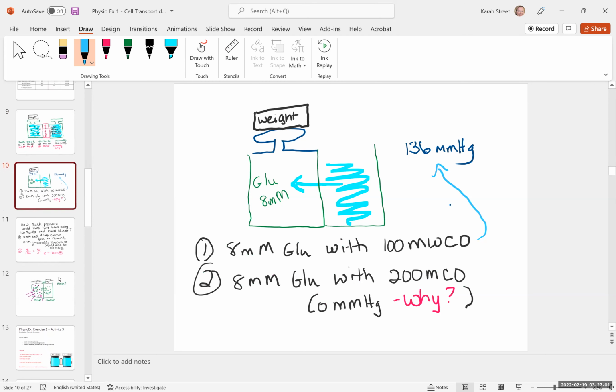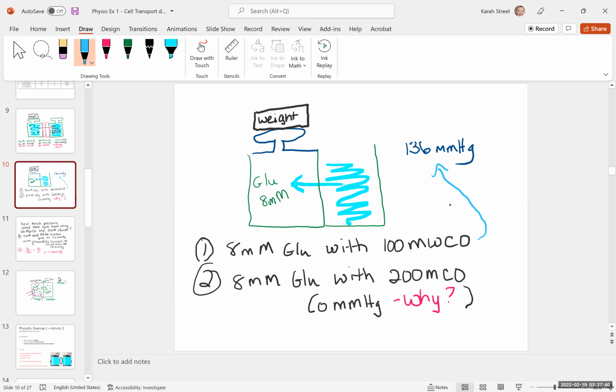Moving on through our data, we then applied 8 millimolar glucose in the left chamber, water in the right chamber, and we used a molecular weight cutoff of 100. You should remember from the first activity that glucose has a molecular weight of 180. This is much larger than 100. Glucose was not able to move. We have unequal concentrations. Water did shift. And we had an osmotic pressure of 136 millimeters of mercury.